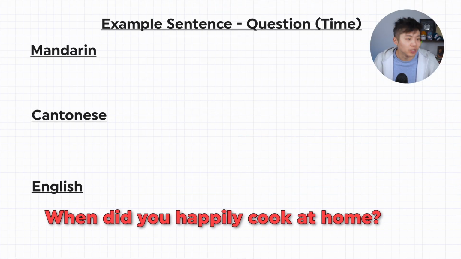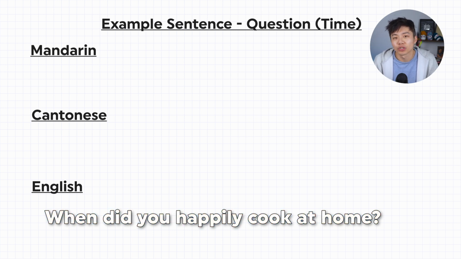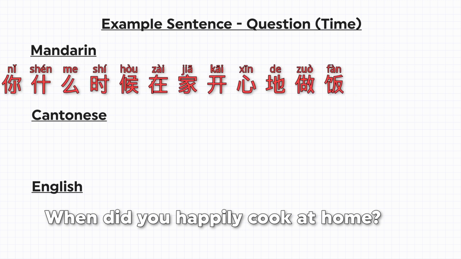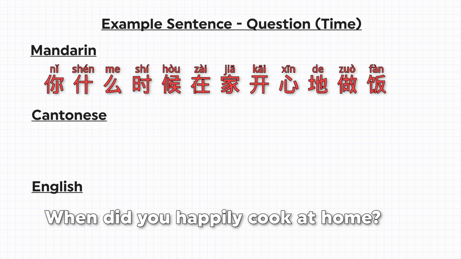Like, Chinese grammar is so easy. It's literally the exact same sentence, just switch out that time element in the Chinese structure with the new time element for the question. So for example, when did you happily cook at home? You see, new structure in English. In Chinese, remember the original one was 我星期天在家开心地做饭. Now this one I'm going to switch the subject 我, like I, for 你, because I'm not going to say like when did I happily cook at home. It's kind of weird, right? So anyway, now in Cantonese and Mandarin it goes 你什么时候在家开心地做饭?